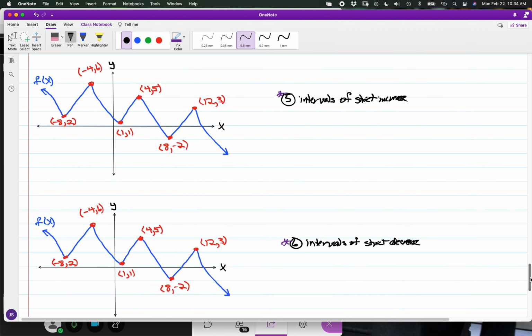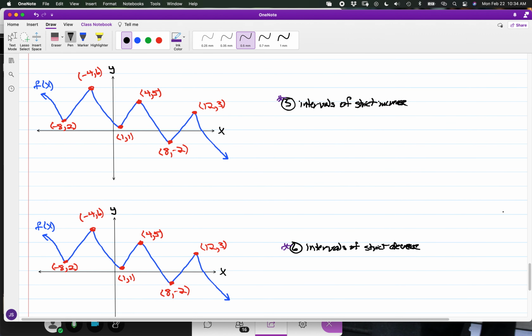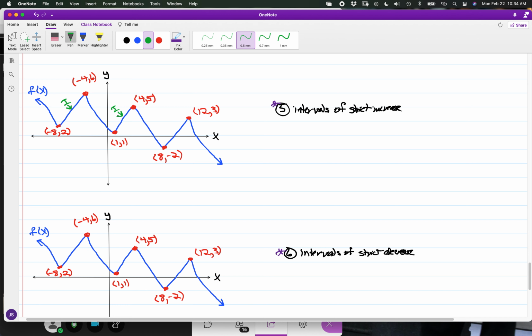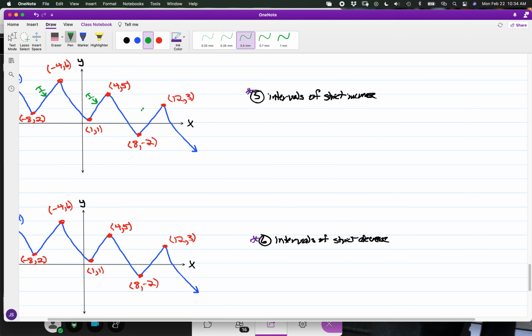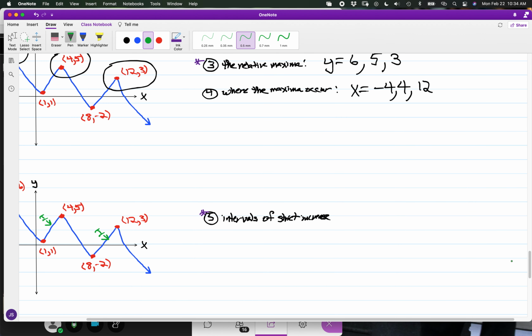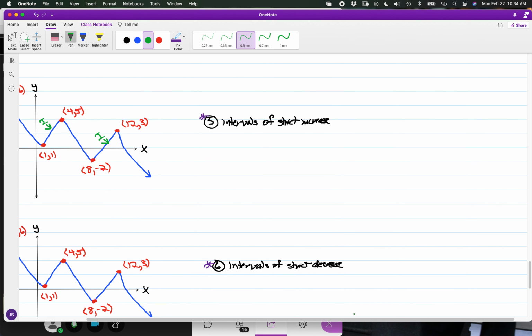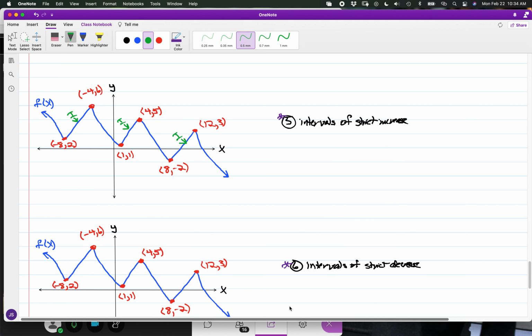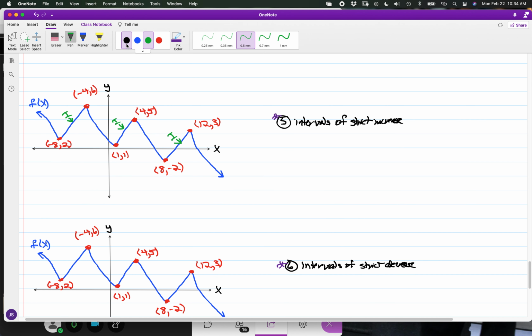Now for the intervals of strict increase, we have an increase here, another increase, and yet another increase. For the intervals, you're looking at just the x values, and there will be no brackets in these. So for increase, we're going from between -8 and -4.